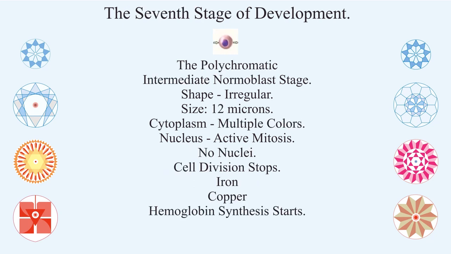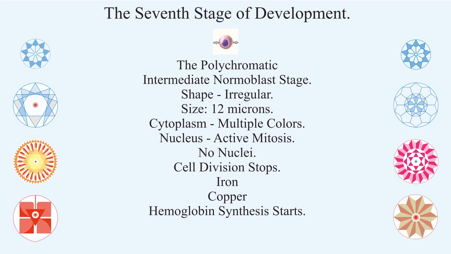Now let's go on to the seventh stage, the polychromatic intermediate normoblast stage. Now you can see shape is becoming irregular to more regular. Size is 12 microns. Cytoplasm is multiple colors. It's no more blue. You started seeing other colors. Poly means many colors can be seen in the cytoplasm. Nucleus: active mitosis, there is no nuclei. Cell division stops. Iron and copper start getting in.